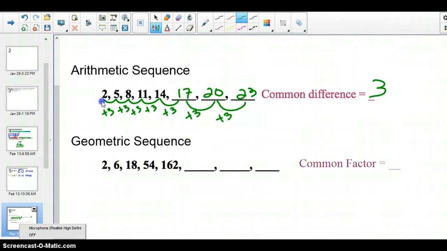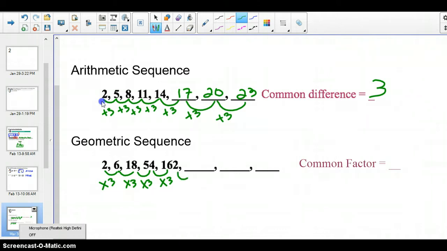And a geometric sequence, which relates to the geometric mean, you're not adding something to get to the next term, you're multiplying by some ratio or some number. So to get from 2 to 6, I'm thinking I'm going to multiply by 3. To get from 6 to 18, same thing, multiply by 3. And there is my ratio, my common ratio, or my common factor.